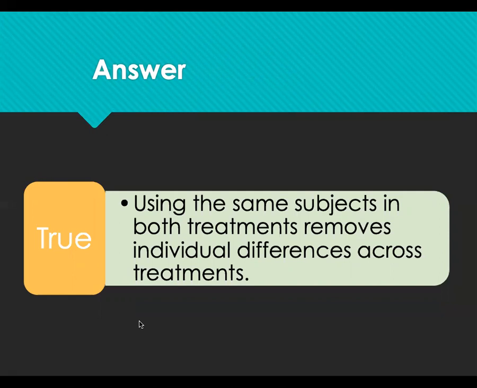If you think back about our table with our friends, right? If you have Ross in treatment one, level 1, and Monica in level 2, you're going to get some individual difference variations, right? If Monica herself and Ross himself are taking both levels, then there's no individual difference across those treatment levels.